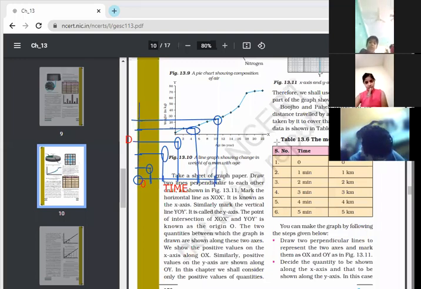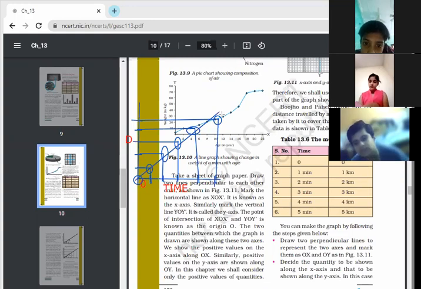So children, I have drawn the rough graph in front of you. If you join all the points, then what will happen? That will be a straight line. And you can even get the information from this table 13.6, time and distance. See, the differences between these are equal. So in this way, if data is there with you, you can draw any type of graph.